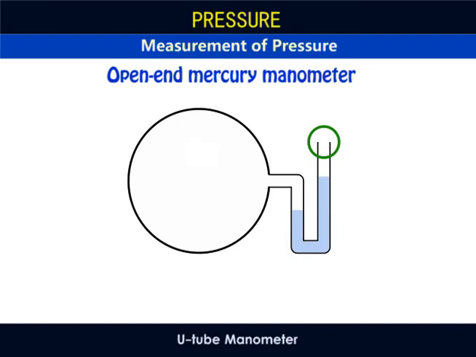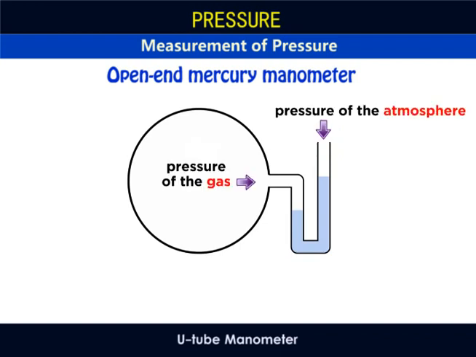What if the manometer has an open end? It means the mercury on the right experiences atmospheric pressure on its surface. In this case, the height of the mercury on the two arms will depend on both the pressure of the gas and the atmospheric pressure.